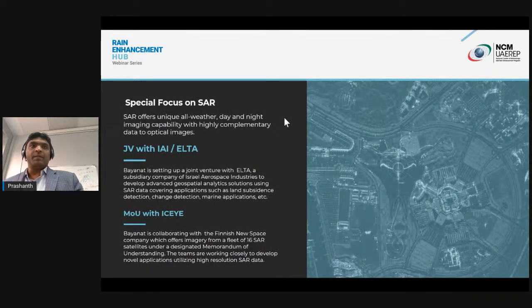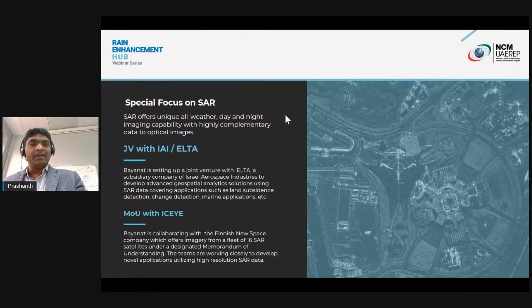Recently, we have started having a special focus on SAR. I mean, in reverse order, actually, in this slide, the first one was the MOU with ISI. We started collaborating with the Finnish new space company, which offers a fleet of 16 SAR satellites right now. We have an MOU where we are jointly developing novel applications that are highly relevant for this region, both in urban applications and other applications like the one we will see today.